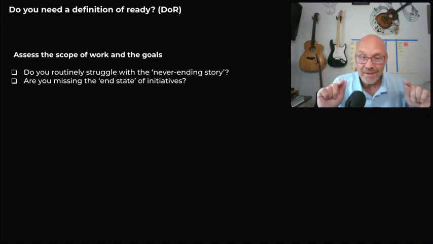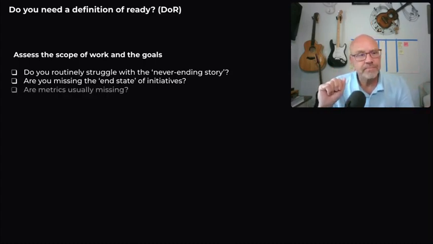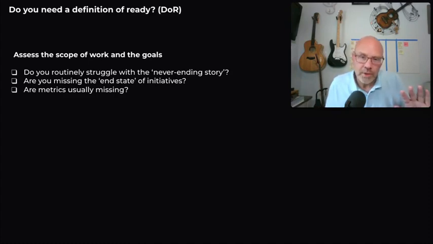So the end state of the initiative, if you're missing that, it's like, when do we actually call this done? When can we measure it? That's your acceptance criteria for the feature. So are metrics usually missing? Now, listen, don't misunderstand. Coach Scott did not say that because this feature one quarter ago had no metrics associated with it one time, we're usually missing metrics. That's not what I said. That does not constitute the need of a definition of ready.